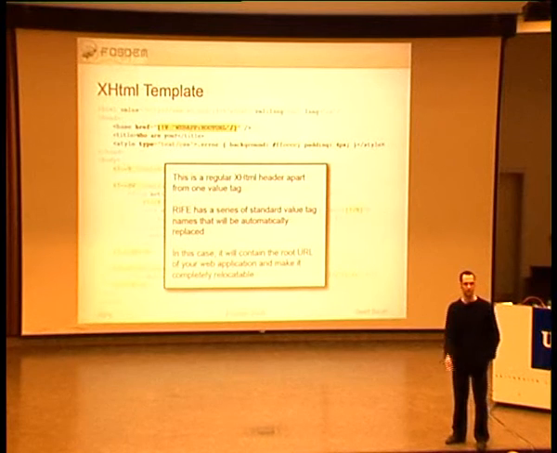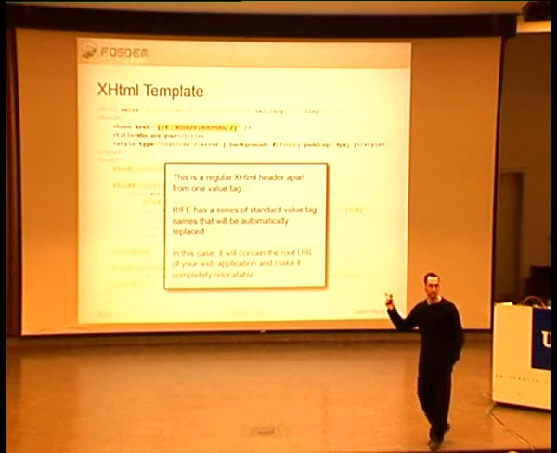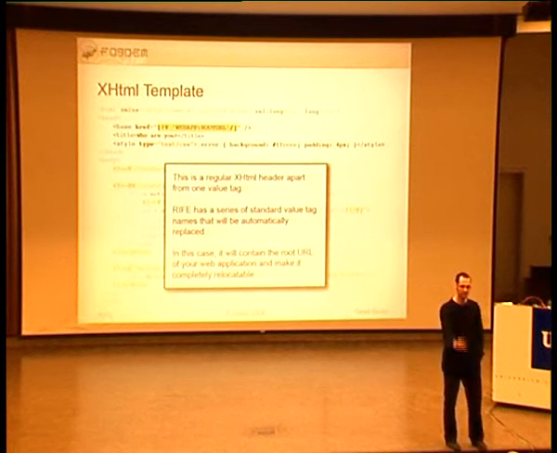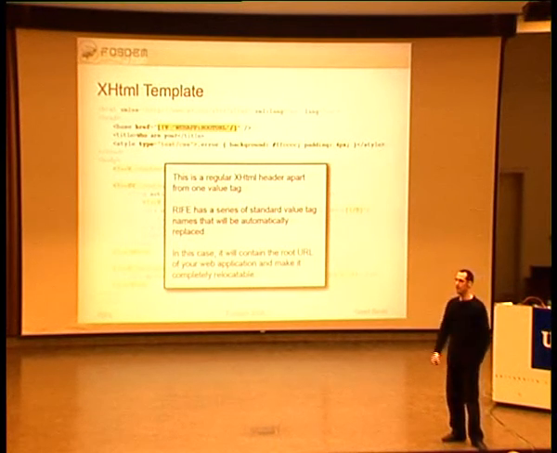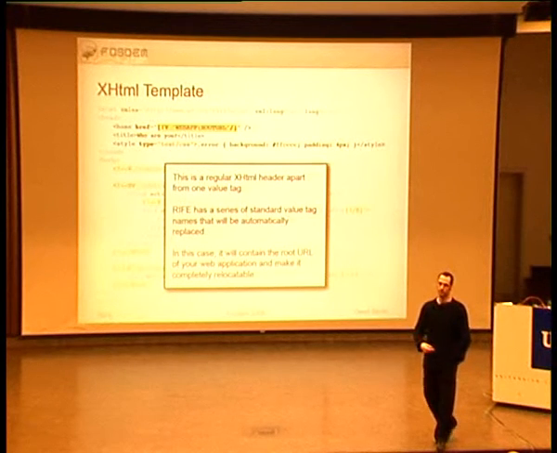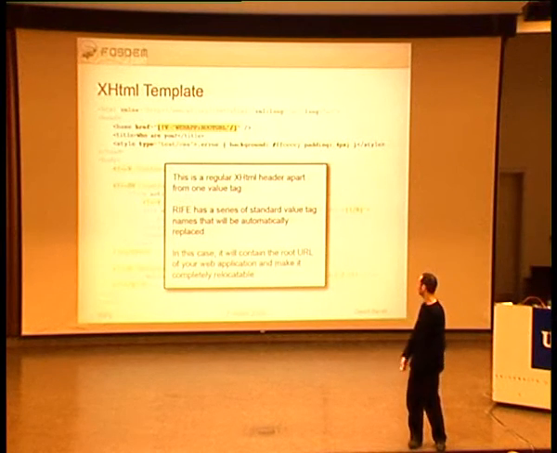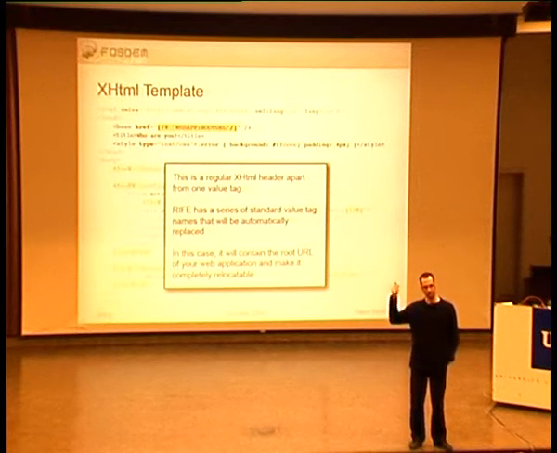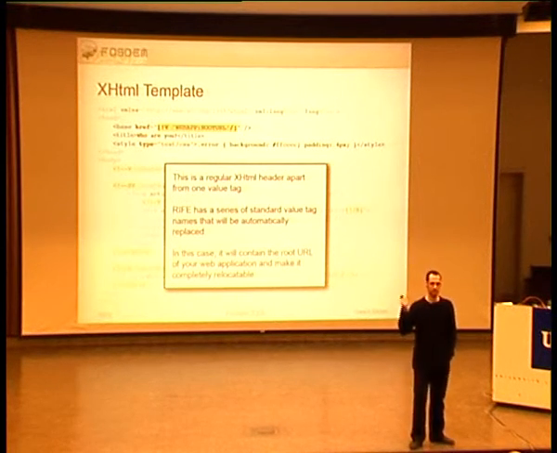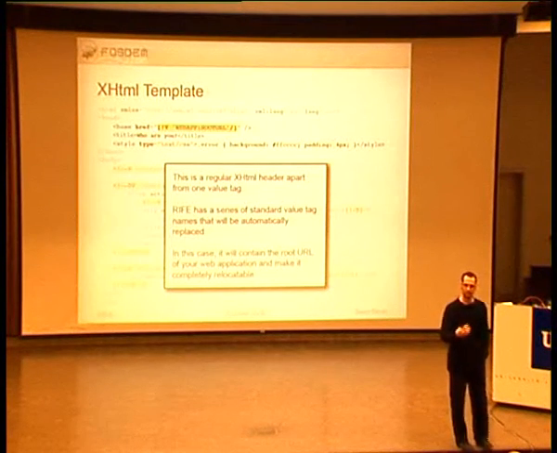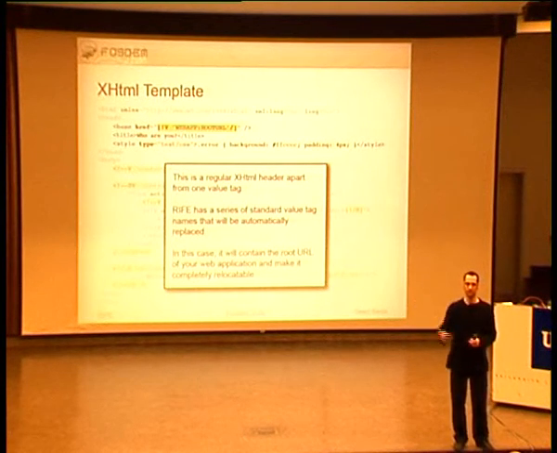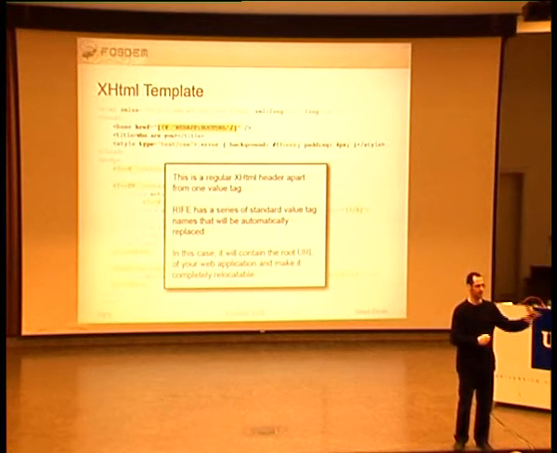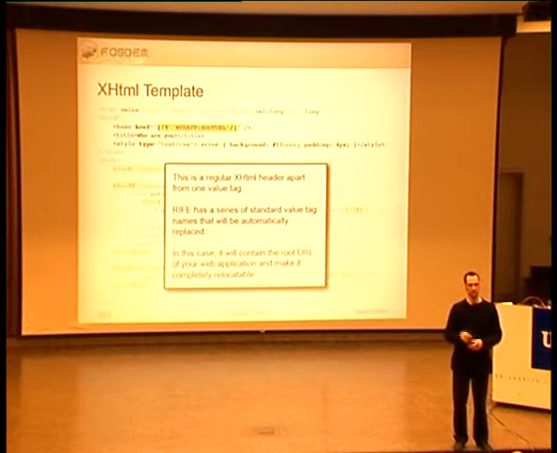There are only four tags in Rife. This is the value tag, a V. This is a value placeholder. This is an area where values have to be displayed. And we have a number of default names to make your life easier. For example, the web application's root URL will be automatically filled in there. This makes it easy for you to create applications that can be positioned anywhere. They could be located elsewhere in the directory hierarchy, they could be located on another server, anything you like.